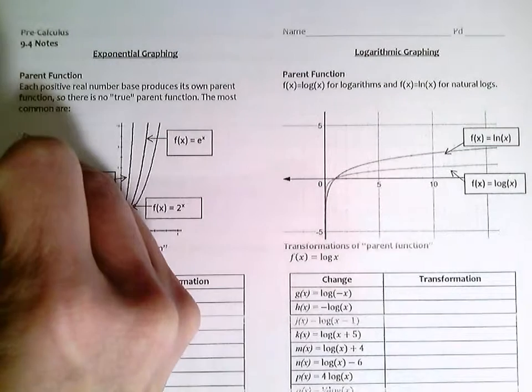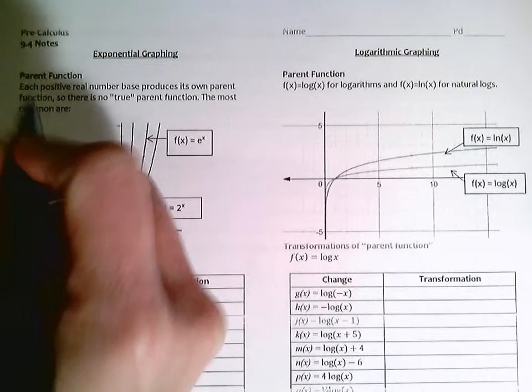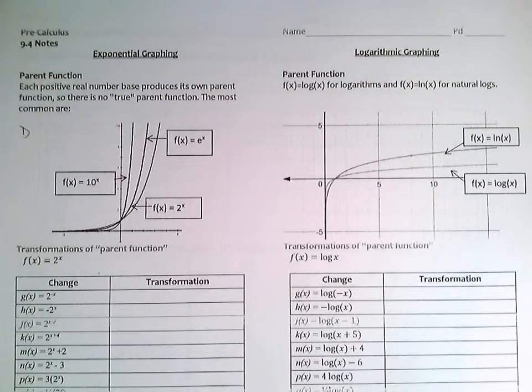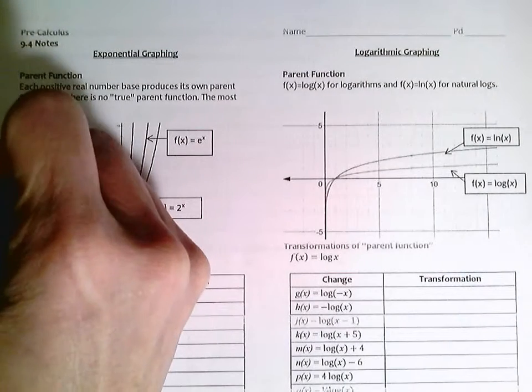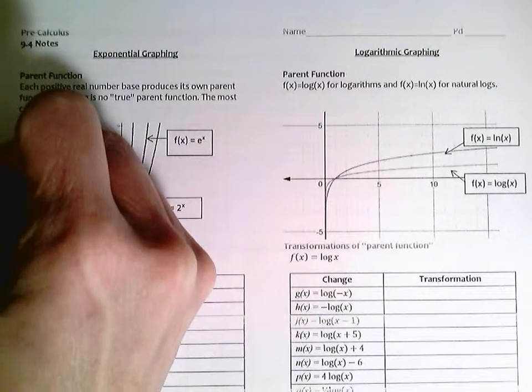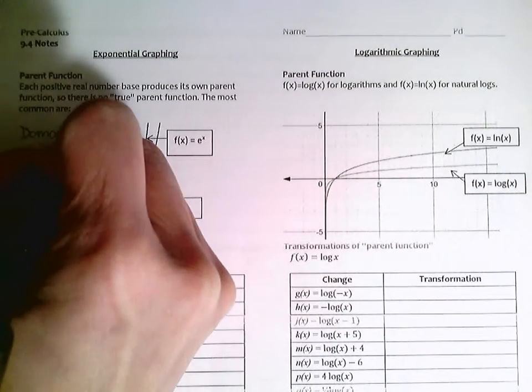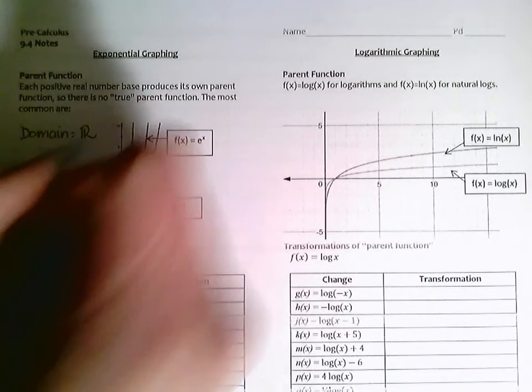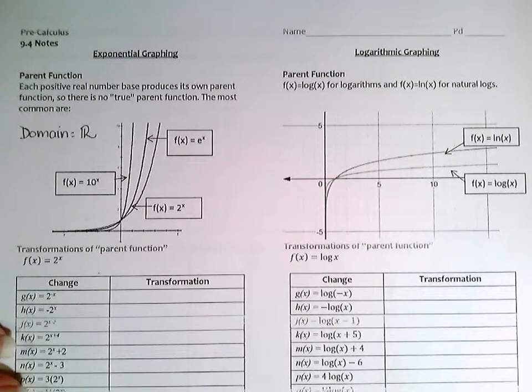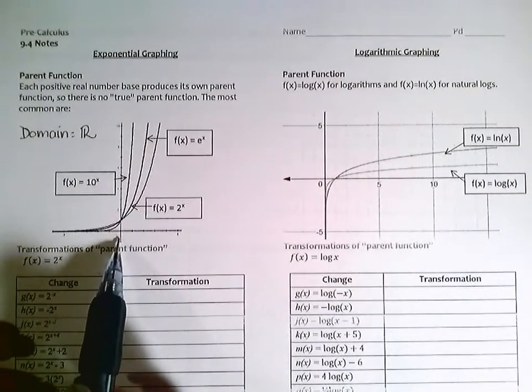So we can easily say that the domain of these graphs is going to be all real numbers. Whether you choose to write it in interval notation or just use the words all real numbers, either one's acceptable. When it comes to the range, those are the y values that are being used.